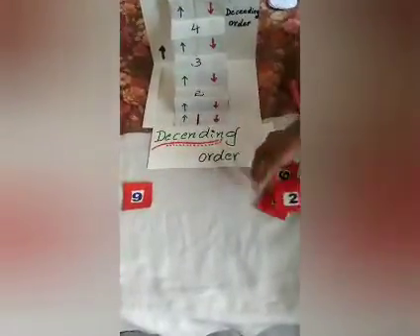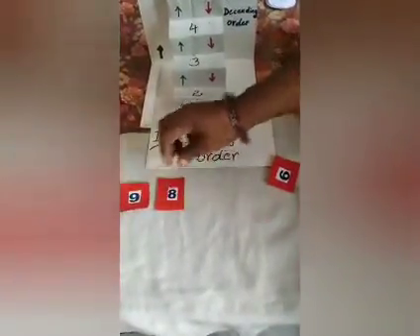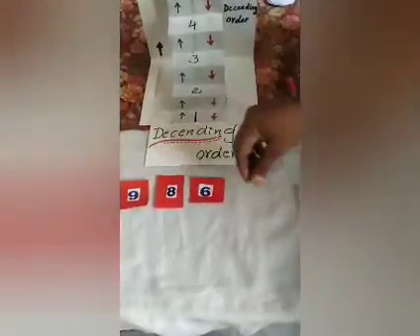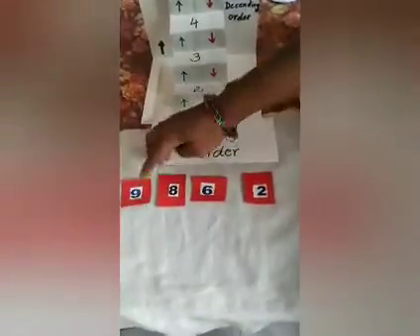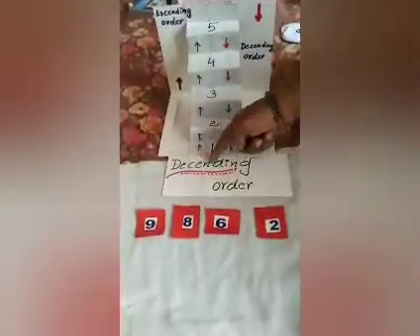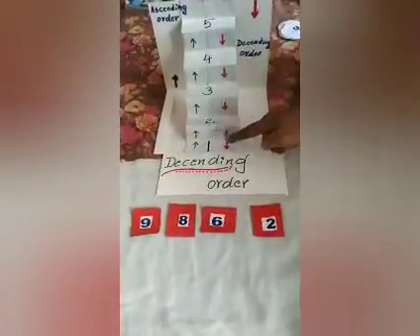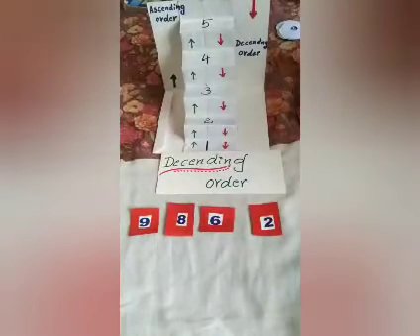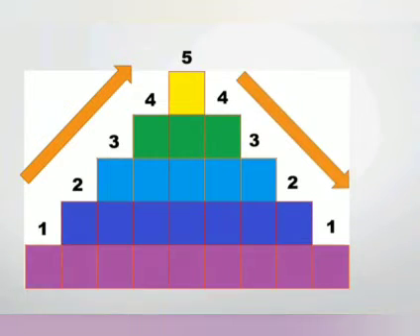Which is the first number? Which is the highest number? 9. After that 8. After that 6. Next 2. 9, 8, 6, 2. These are in descending order. Like this we arrange the given numbers in ascending order and descending order.